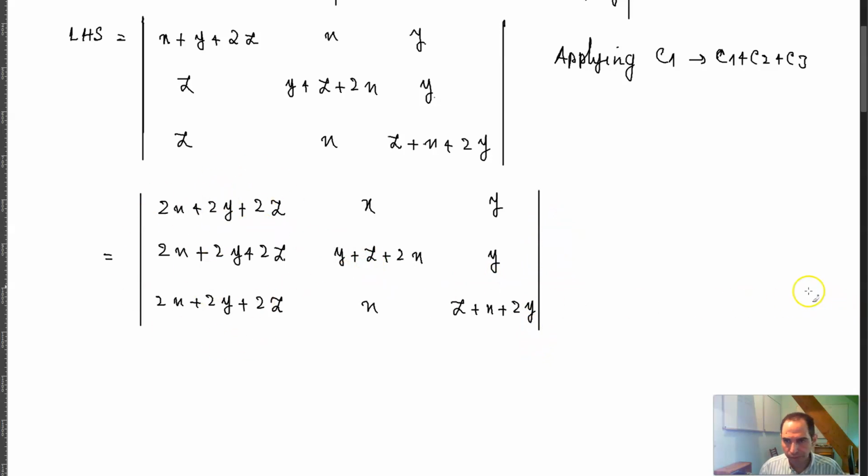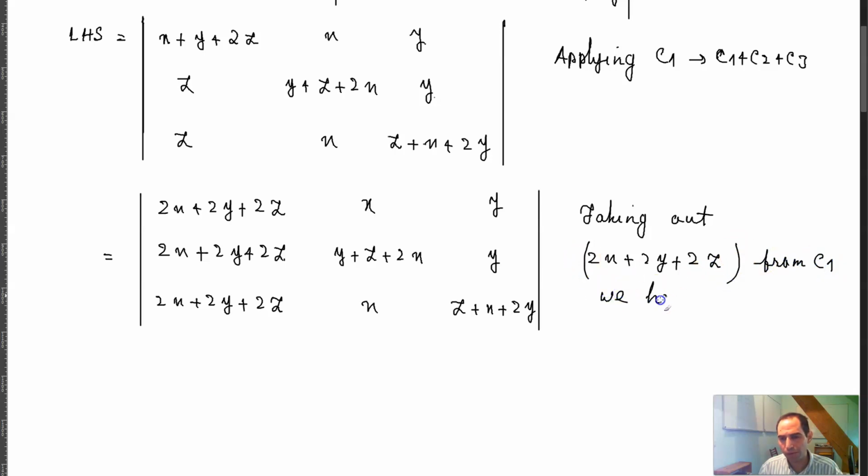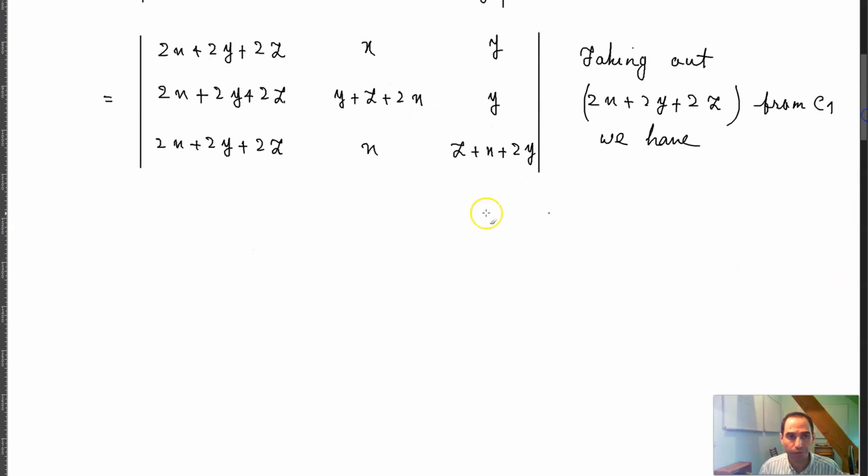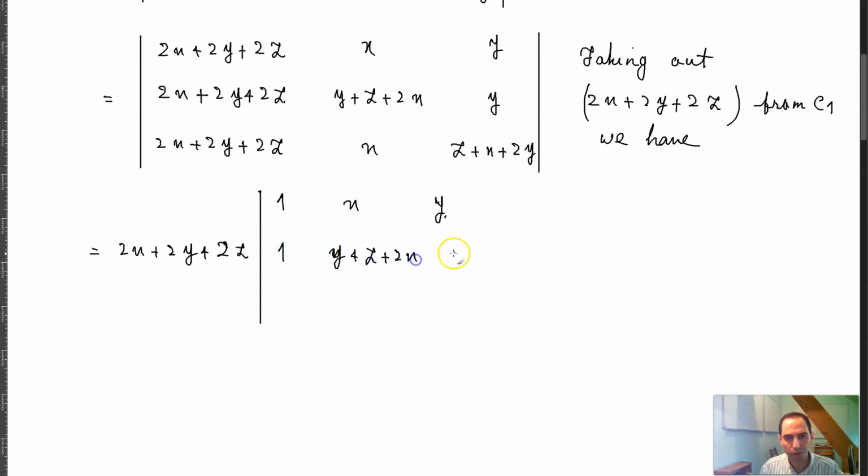And then taking out 2x plus 2y plus 2z from column 1, we have basically 2x plus 2y plus 2z times the determinant with 1, x and y, again 1, y plus z plus 2x and y, and 1, x and z plus x plus 2y.